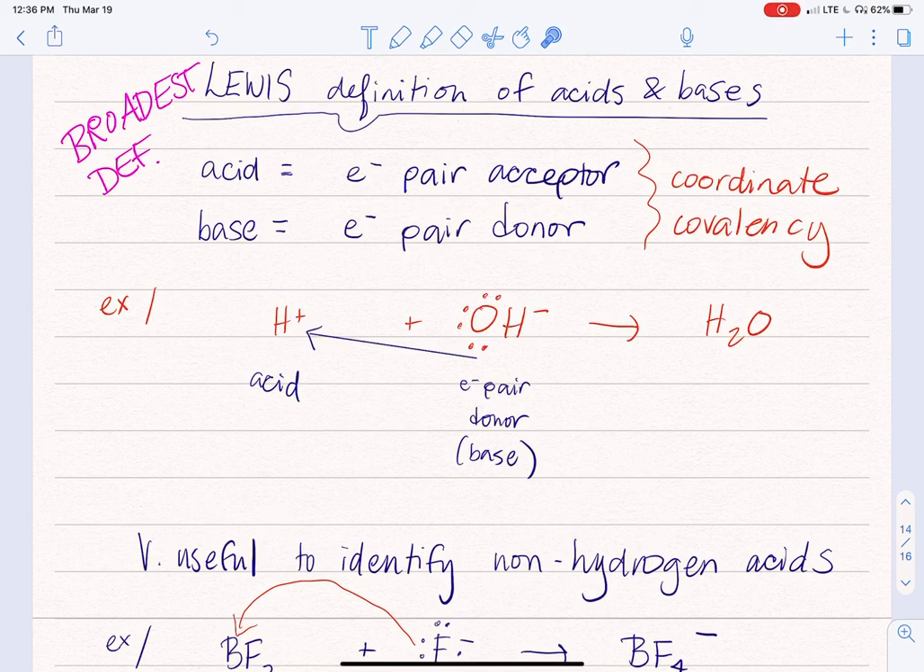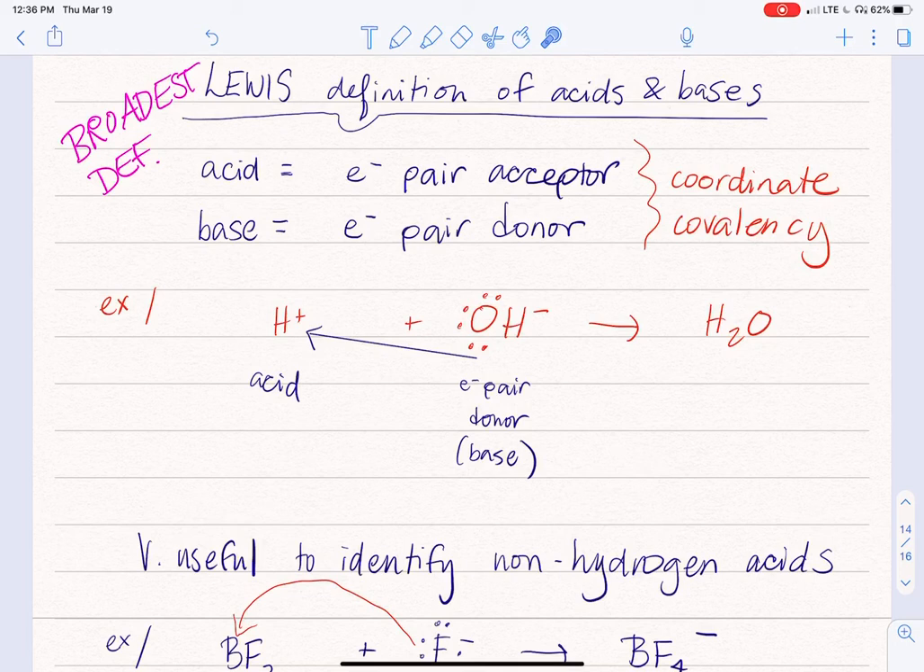Instead of accepting something positive, it gives away something negative. So it's really useful to think about non-hydrogen acids in terms of this definition. And it explains why coordinate covalent complexes form. Because this idea of electron pair acceptance and electron pair donation is behind a type of bonding known as coordinate covalency. In coordinate covalency, both of the electrons in a bond originate from the same atom.